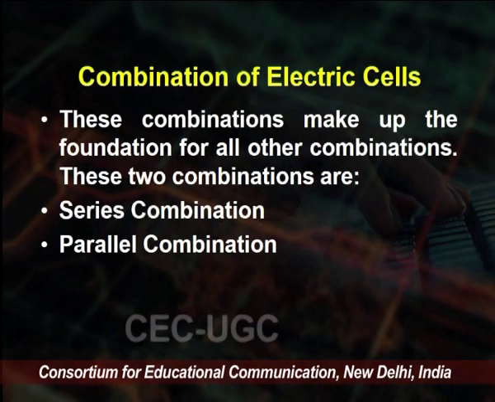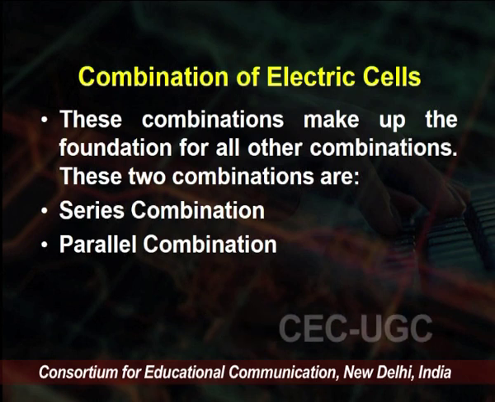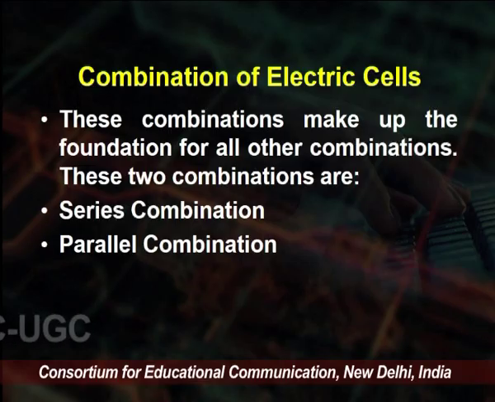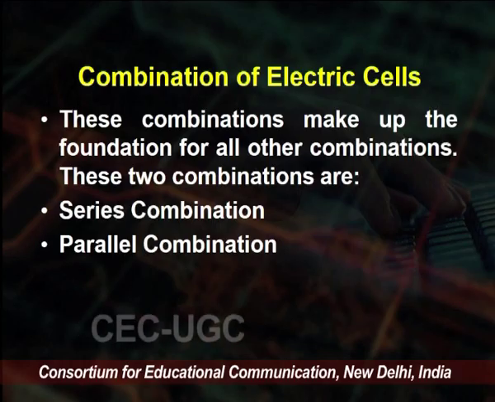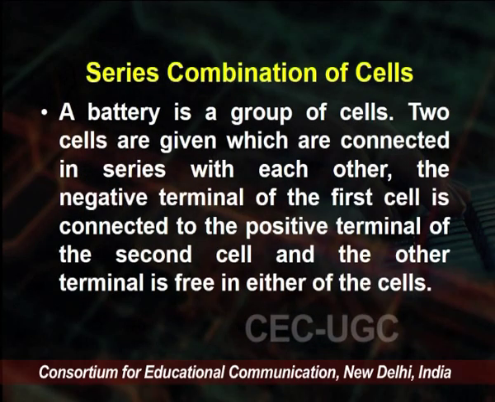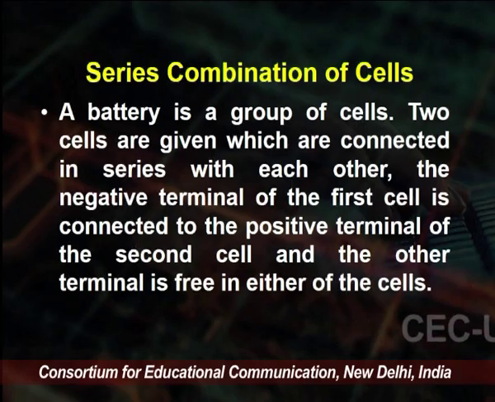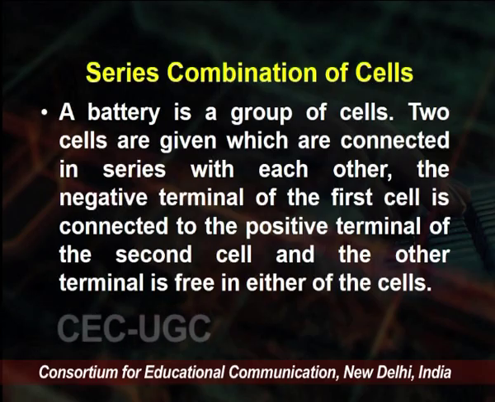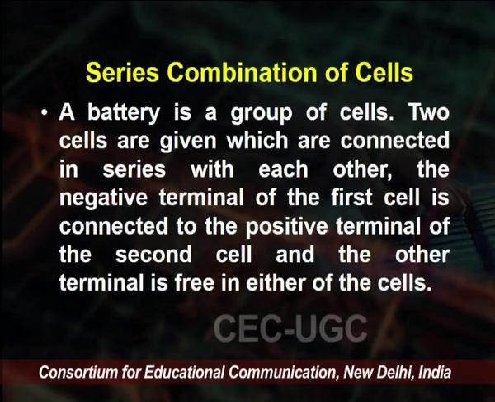So, these cells can be connected in 2 basic types of combination. What are these 2 basic types? One is the series combination and the other is the parallel combination. First is the series combination, where all the cells are arranged in series with each other. A battery is a group of cells, and the 2 cells given are connected in series with each other.